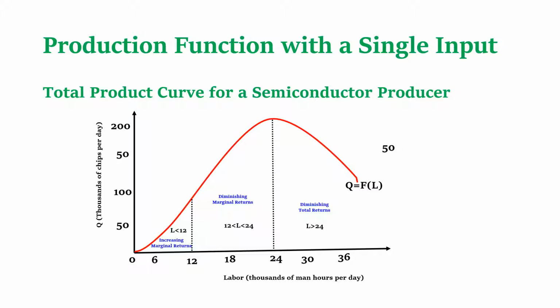So when the quantity of labor exceeds 24, any increase in the quantity of labor will result in a decrease in the total output. So what do we say here? You see the total product curve declining, right? It is falling after L equals 24. So beyond L equals 24, the total product curve is falling.